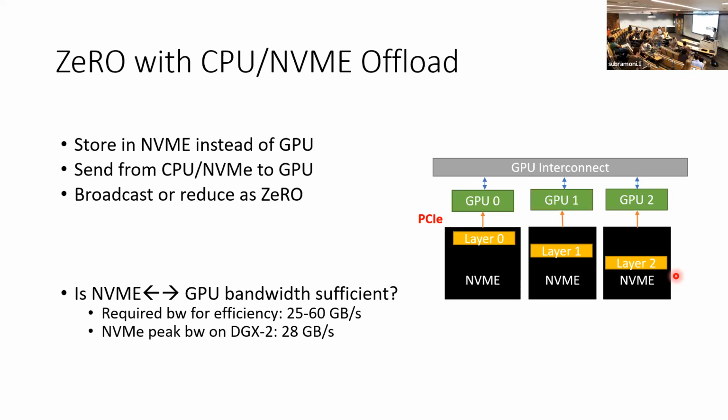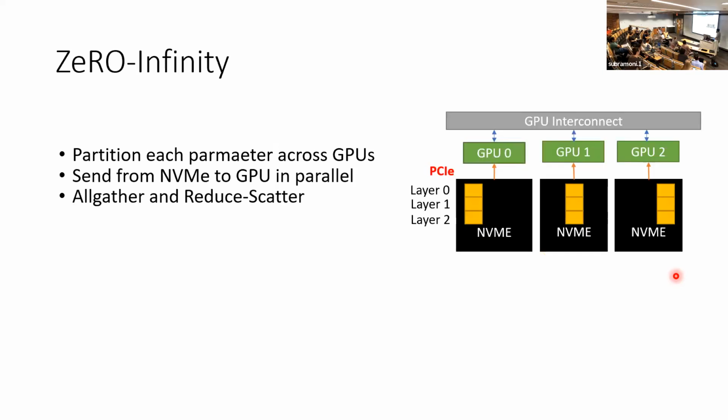And what is the bandwidth of PCIe? I think that's a question for the hardware team. You guys should know. But the problem is it's limited. Based on a theoretical or back of the envelope calculation, we require 25 to 60 gigabytes per second bandwidth between these two. But the peak bandwidth on DGX-2 is just 28 gigabytes per second. So that's a problem. If you try to do this, it's just not going to work because it's 12 gigabytes per second.